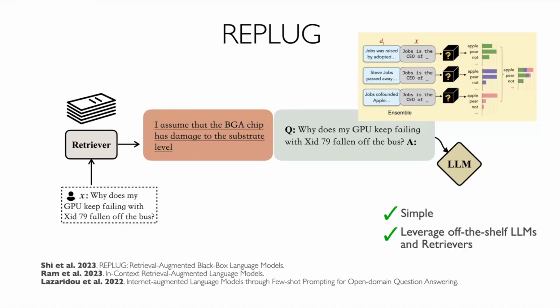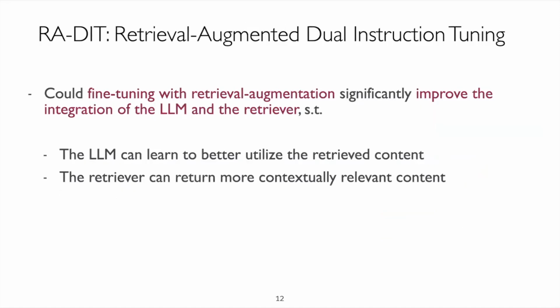This approach is simple and leverages off-the-shelf language models and retrievers, and it is a strong motivation for our RA-DIT work. When we were conducting this retrieval-augmented dual instruction tuning, we were basically asking this research question: is it possible to strengthen the coupling of the language model and the retriever in a retrieval-augmented language model through fine-tuning? This way, we enable the language model to better utilize the retrieved content, and the retriever to return more contextually relevant content for the language model, without expensive pre-training, for example.